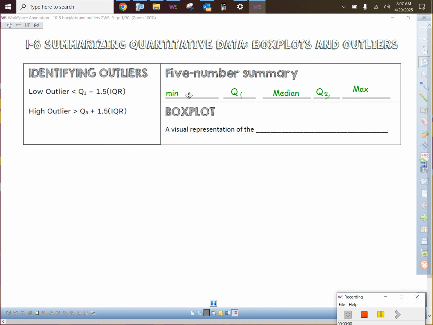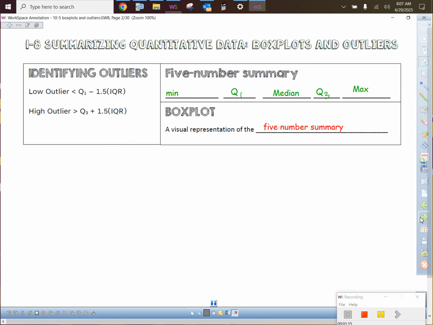5-number summary. These summary statistics give that to you. The minimum, the first quartile, the median, the third quartile, and the maximum. Those will be used to make a box and whisker plot. And that's what a box plot is. It just takes those numbers and makes a visual representation of the 5-number summary. So it's just like, hey, what are these 5 numbers? Where's your middle? Where's the middle of the first half? Where's the middle of the second half? And then your minimum and your maximum.